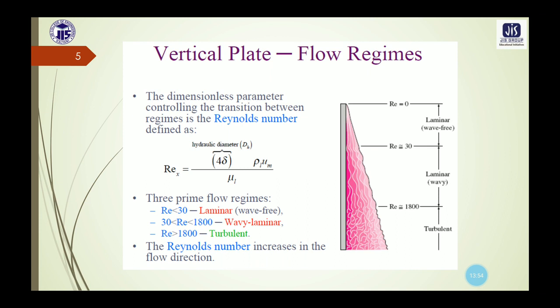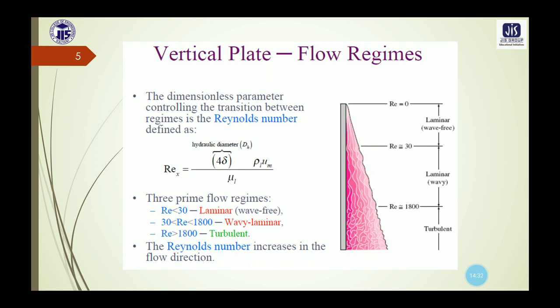When the Reynolds number value is less than 30, starting from 0, the flow characteristic is laminar. That means there is no wave formation, so it is wave free. It can be seen in this diagram also. Up to the Reynolds number value of 30, the flow regime is laminar. After that, when the Reynolds number is 30 to 1800, the flow characteristics are wavy laminar.